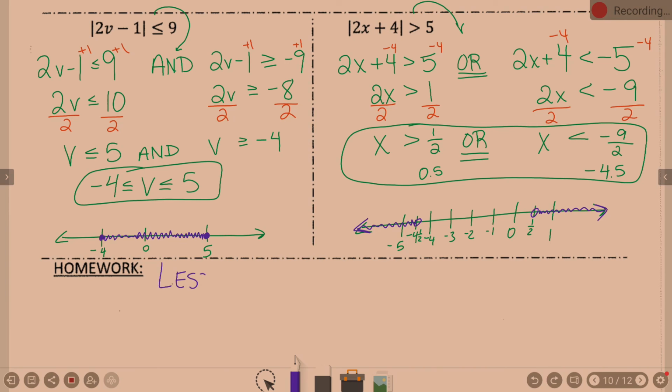Okay. Lesson 3.7, part 2 in Math Excel. You have a little bit of work time. A little bit. We should use it.